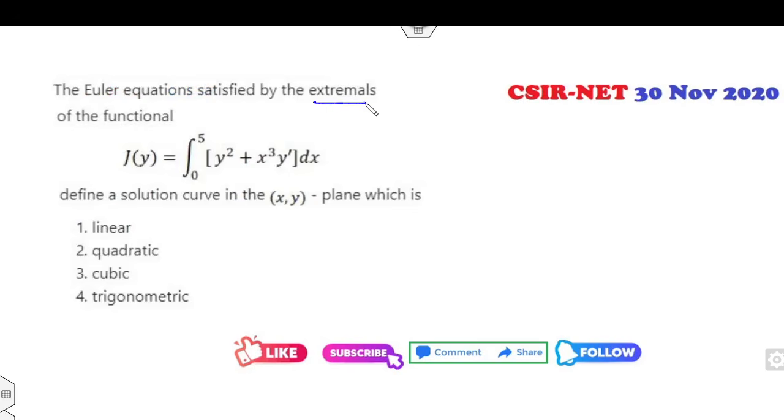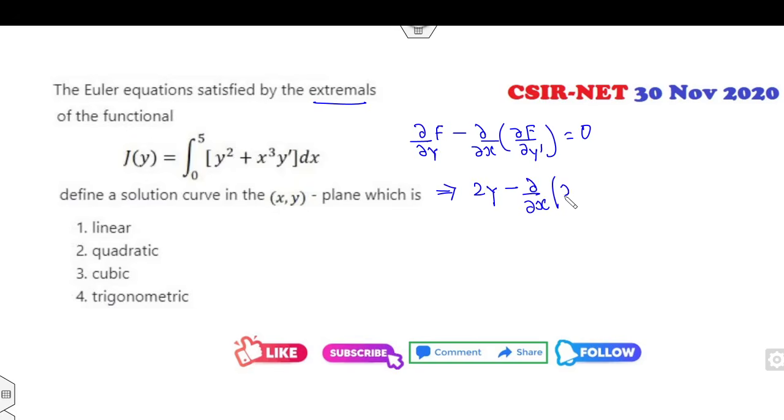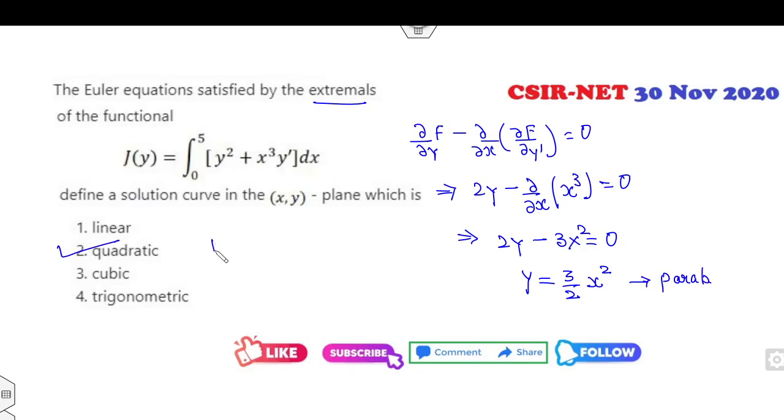The Euler equation of the extremal. Again, what is the partial derivative with respect to y, minus the partial derivative of f with respect to y dash? What is the partial derivative of f with respect to y? It is 2y, minus the partial derivative of this, which is 3x squared. So what is the right answer of this? 2y minus 3x squared is 0. That means the extremal will be 3 over 2 x squared. It is a parabola. So once it's a parabola, that means it is my quadratic equation. You can see within 10 to 15 seconds you can always get your answers.